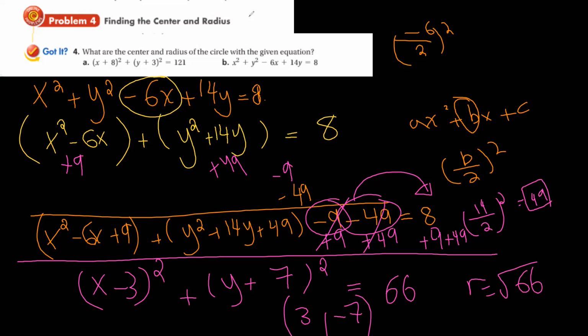Teacher, are we going to leave the radius like that? Yes, keep it like this. Or can we write that as 8.12? No, I prefer to write it as square root of 66. 66 is 6 times 11, or 22 times 3, or 33 times 2. Keep it like this, okay.